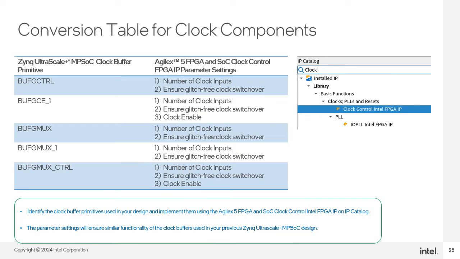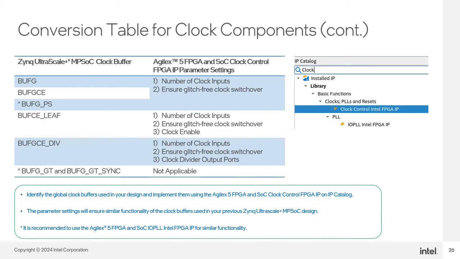While Quartus automates clock network creation in Agilex 5, understanding Zynq's dedicated clocking resources can aid in interpreting the conversion tables provided. This table outlines commonly used Zynq primitives and their corresponding parameter settings in Agilex 5. These settings achieve similar functionality to Zynq's clock buffers within the Agilex 5 architecture. You can access and configure these parameters through the Clock Control FPGA IP within the Quartus IP catalog.